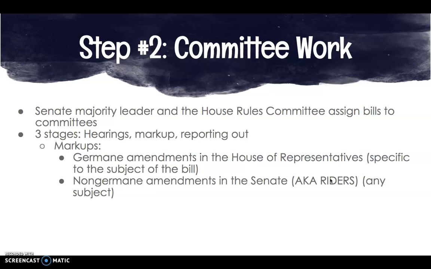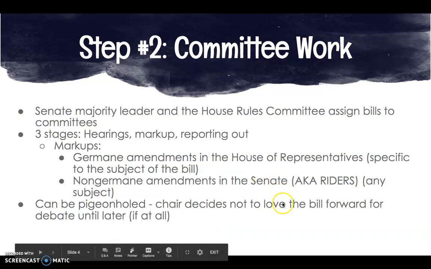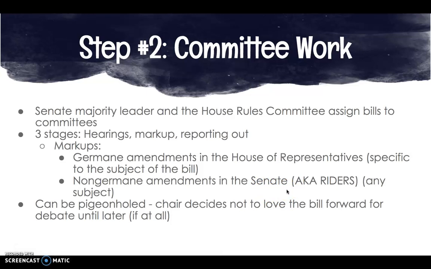And really, these can be on any subject. They don't have to be specific to the subject of the bill itself. Now, at this stage of the process, a bill can be pigeonholed. So the chair of the committee can decide not to move, that should say move, excuse me, a typo, guys, the bill forward for debate until later, if at all. So as you can see, this gives the chairperson a lot of power if the bill ever gets a debate.